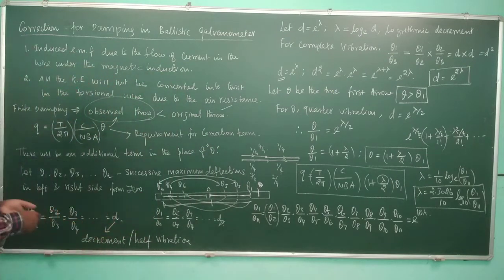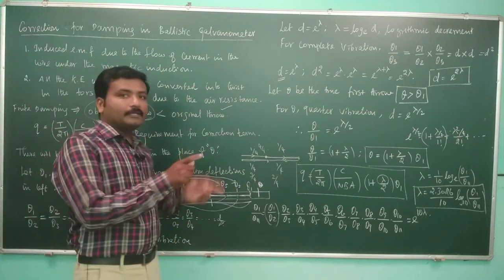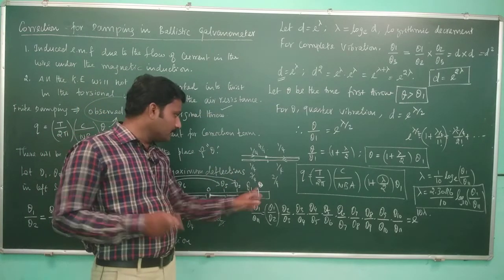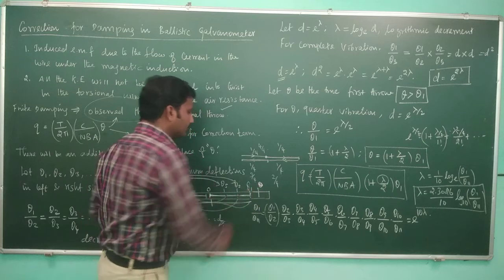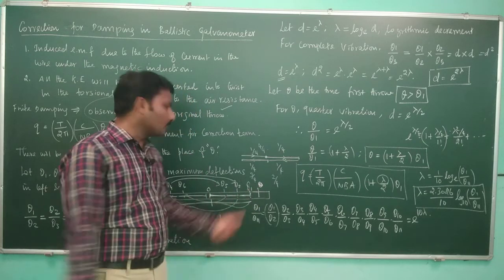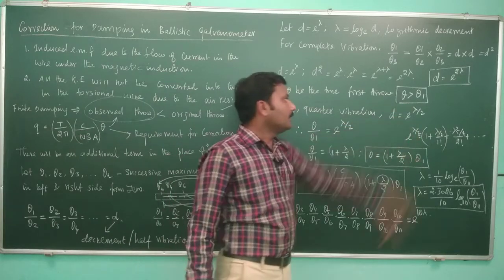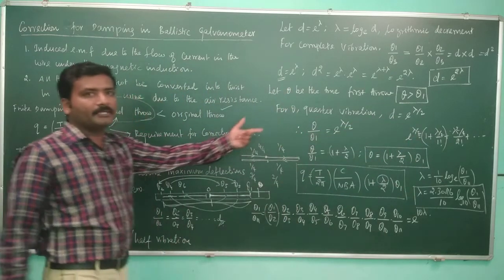Now, let θ be the true throw. If it is a true throw, that will be greater than θ1. So we have denoted it here, a little bit greater than θ1. But from 0 to θ1, it is a quarter vibration. If you write d for a quarter vibration, you can write e power lambda by 2. Why? Because d for a half vibration is e power lambda.